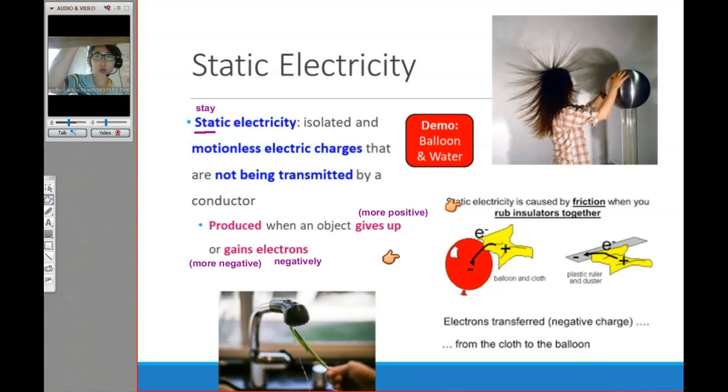But normally, what does a stream of water do? What are you seeing here? Normally, what does a stream of water do? Tell me in the chat box. The water from your faucet, which direction does it go? Not a trick question. Yeah, it goes straight down, right? Okay, now what I want you to notice is what happens when I put a balloon next to it.